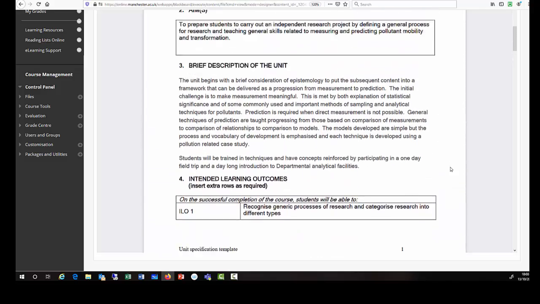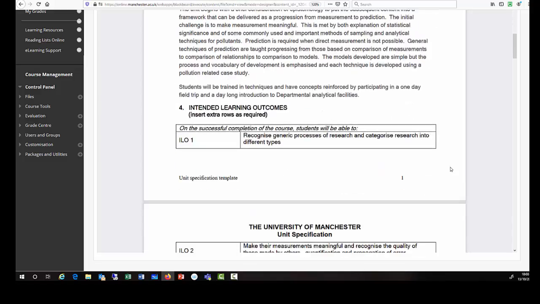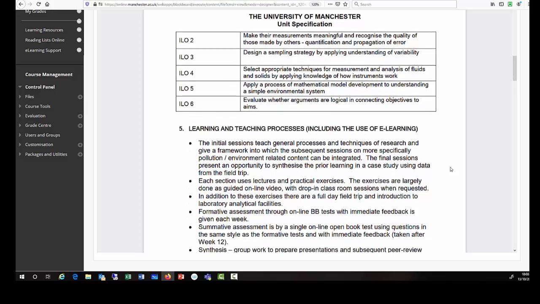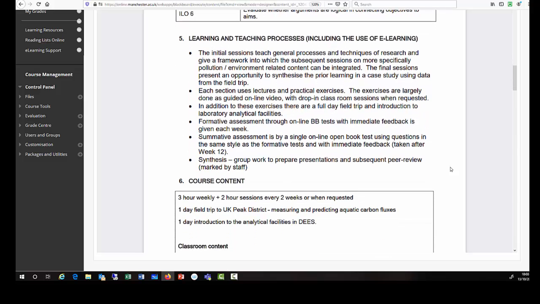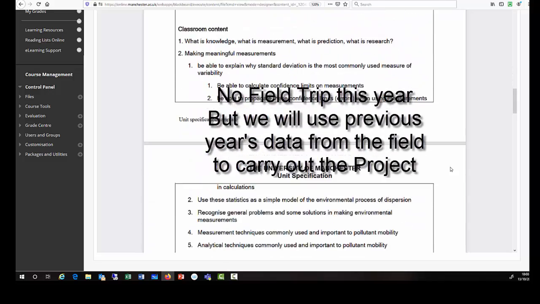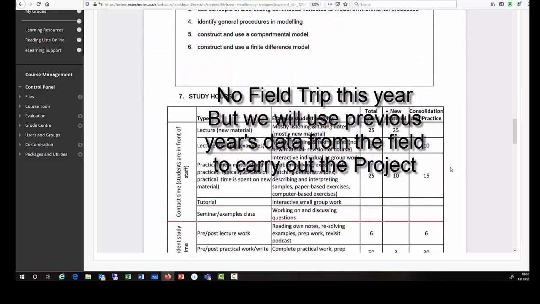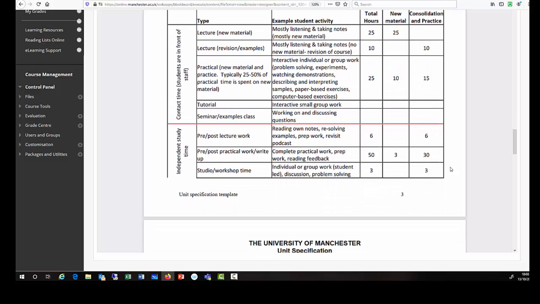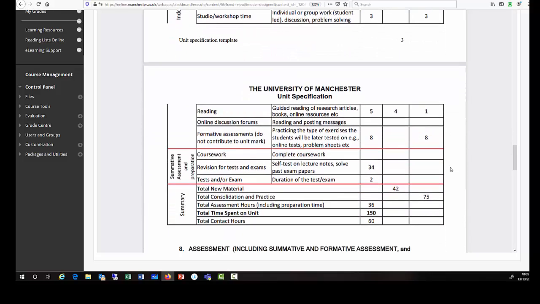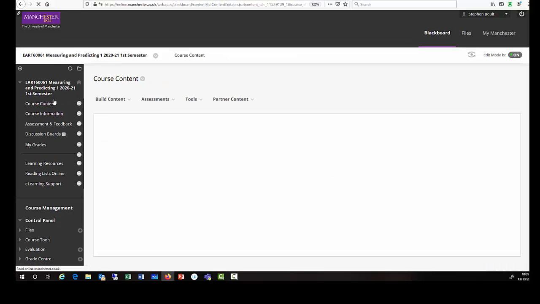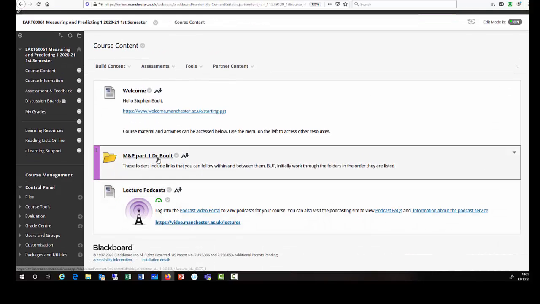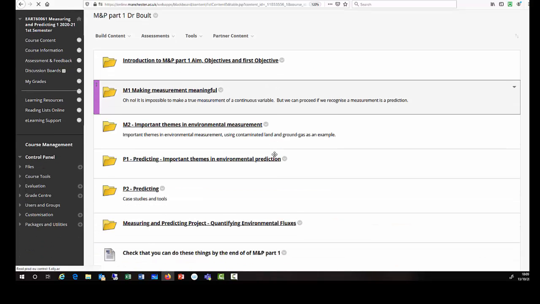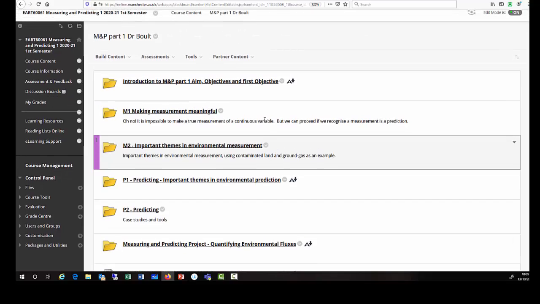So it's very useful for you to look at the unit specification if you haven't done already, so you know what we're trying to achieve in the class, and how it's going to be achieved. So this gives you a good idea of how much time you should be spending on each of the things we're trying to do. To the course content. Introduction.